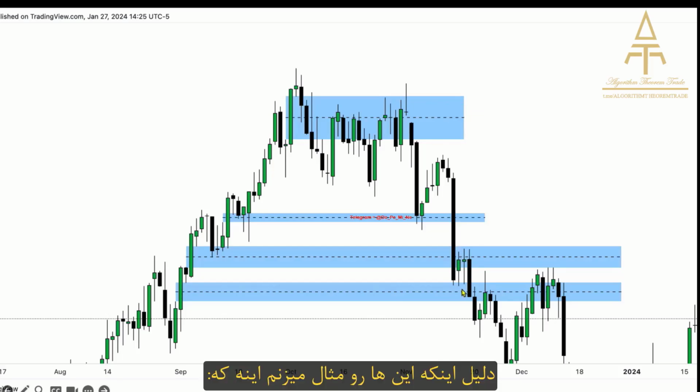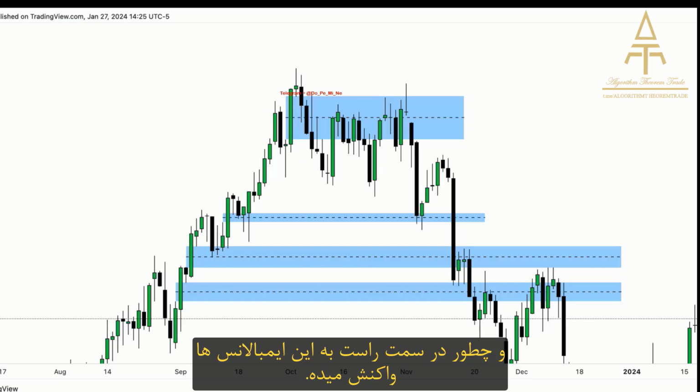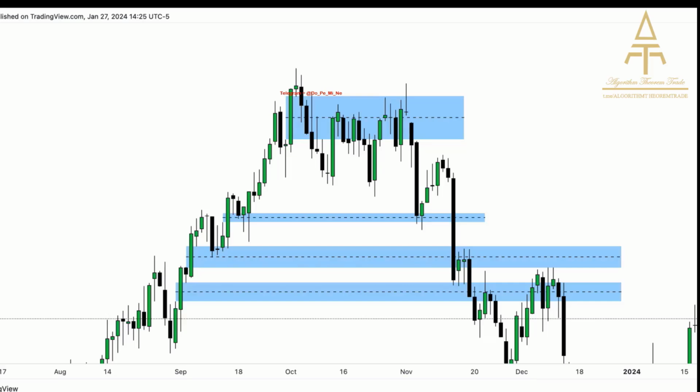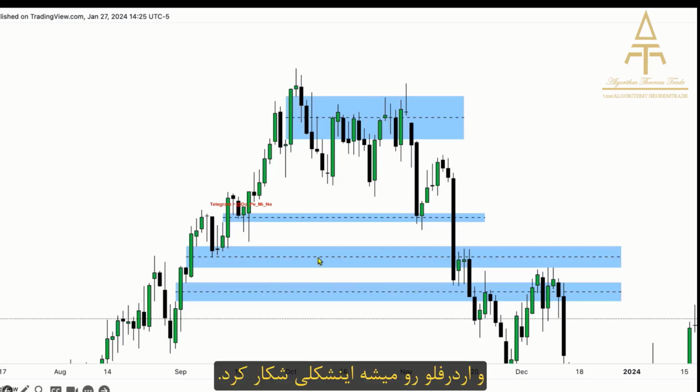Boom, sends lower. And the reason why I'm showcasing this to you is because of the following. I want you to see how price is moving through those imbalances on the left side of the curve and how it's referring to those imbalances on the right side of the curve. This is what we mean when we say that the left side of the curve influences the right side of the curve. And this is how we can gauge institutional order flow.